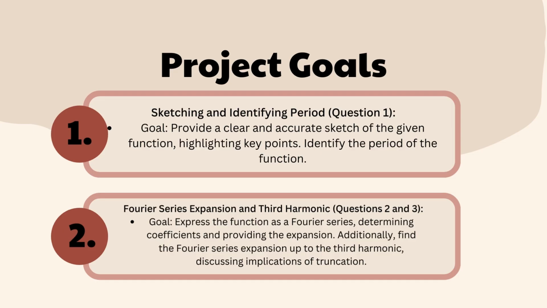So our project goal, for question 1, is sketching and identifying the period. We will provide a clear and accurate sketch of the given function, highlighting key points and identifying the period of the function. Number 2 is the Fourier series expansion and third harmonic. Our goal is to express the function as a Fourier series, determining the coefficients and providing the expansions. Additionally, we find the Fourier series expansion up to the third harmonic, with discussion of the implication of truncation.